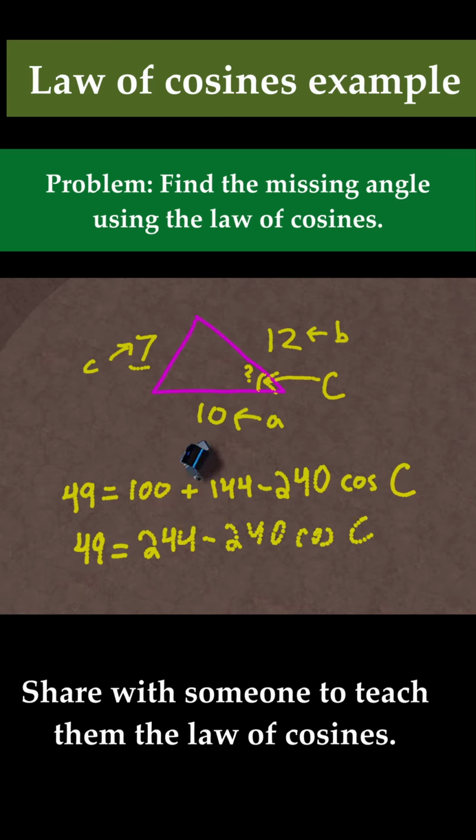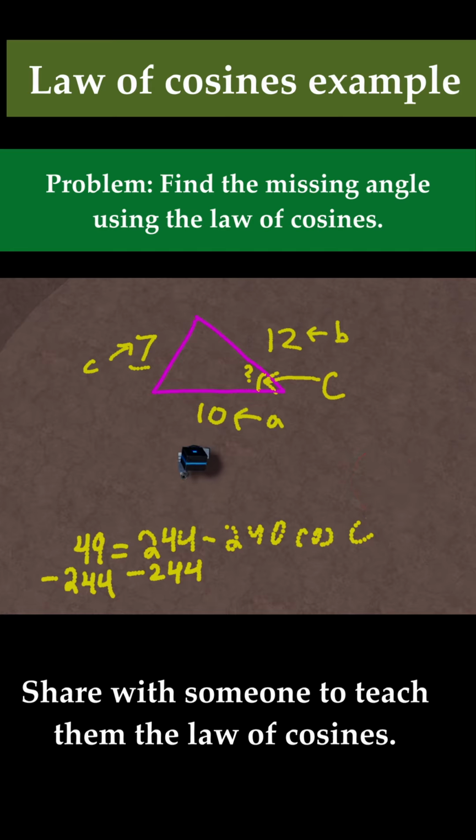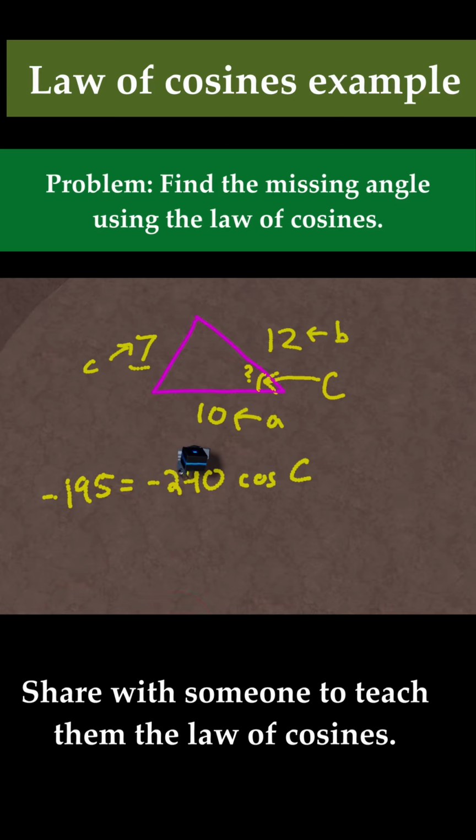So let's subtract 244 from both sides to isolate the cosine C with the 240 on it. So then if you do that, 49 minus 244 is just negative 195. And that's equal to negative 240 cosine of C, because that's all we have left on that side. And then now, to isolate cosine of C, let's divide by negative 240 on both sides. And then the negatives will cancel out because if you divide a negative by a negative, it becomes positive. And then if you do 195 divided by 240, that is equal to 0.8125. And that is equal to cosine of C.